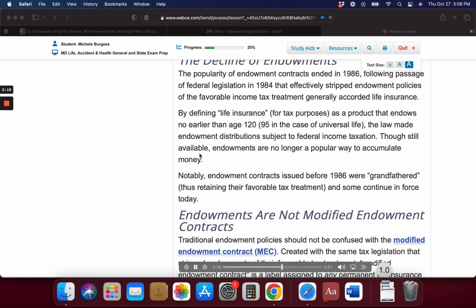Though still available, endowments are no longer a popular way to accumulate money. Notably, endowment contracts issued before 1986 were grandfathered, thus retaining their favorable tax treatment, and some continue in force today.